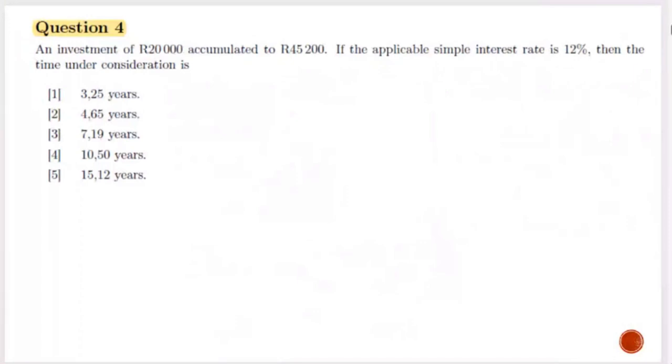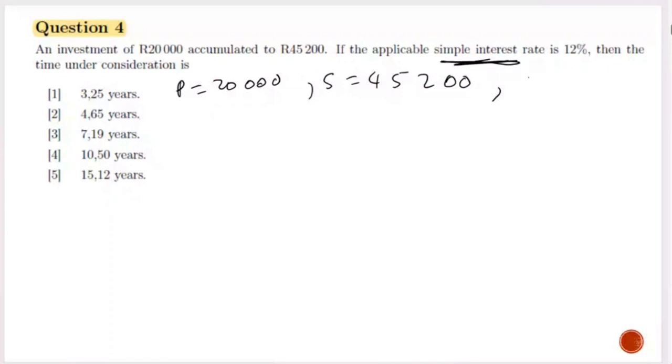Okay, here they are saying, this is an investment that is actually starting from somewhere. Okay, so now this will be your P is equal to 20,000. Okay, and then your S is equal to 45,200, because you are starting from something, it has accumulated. This is an accumulated amount. And then you are told it is a simple interest rate, and your simple interest rate there is equal to 0.12.